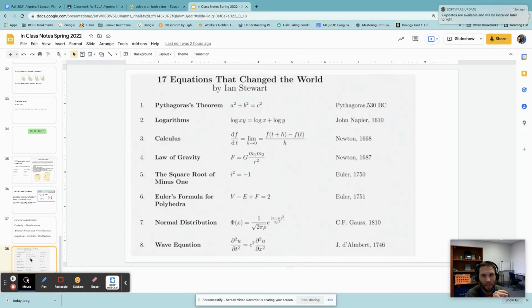A little bit back more to math. Here is the first part of the 17 equations that changed the world, according to the book by Ian Stewart. You can see Pythagoras' theorem up there at the top. That's probably the most famous. Logarithms are used to undo exponential equations. Newton discovered calculus.